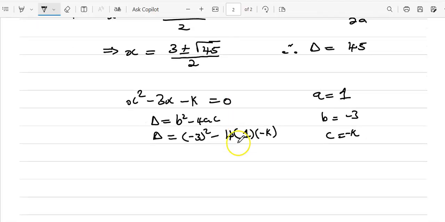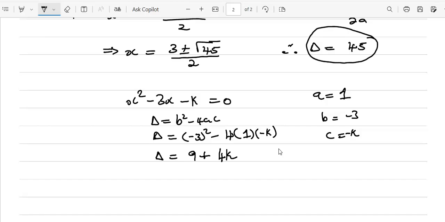So when you work this out, you'll have your discriminant as minus 3 squared, which is 9. Minus 4 times 1 is 4, and minus 4 times minus k will give us positive 4k. So now, how can we solve for k? Remember that from the given equation, it was given that the discriminant is 45. So where there's the discriminant, I need to sub in 45. Now it will be easy for you to do what?